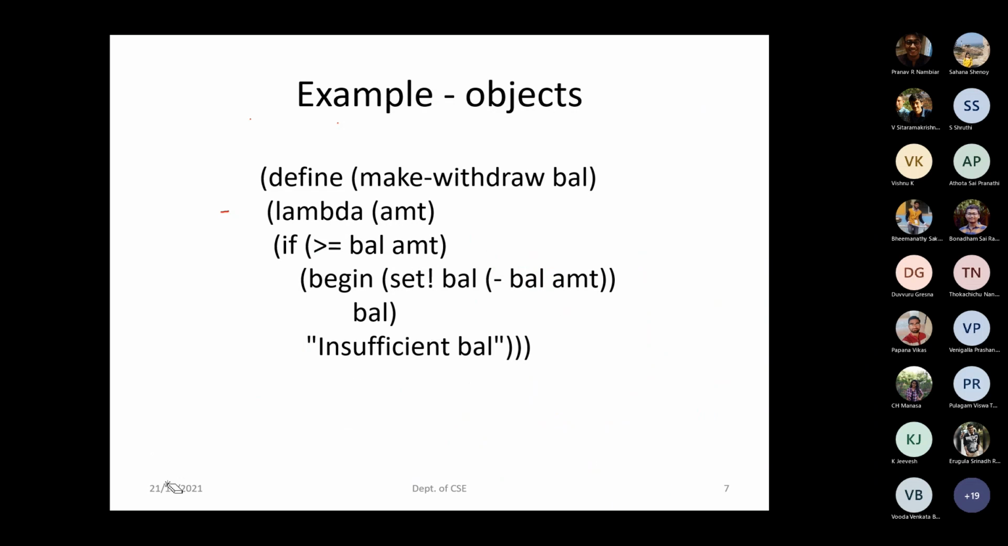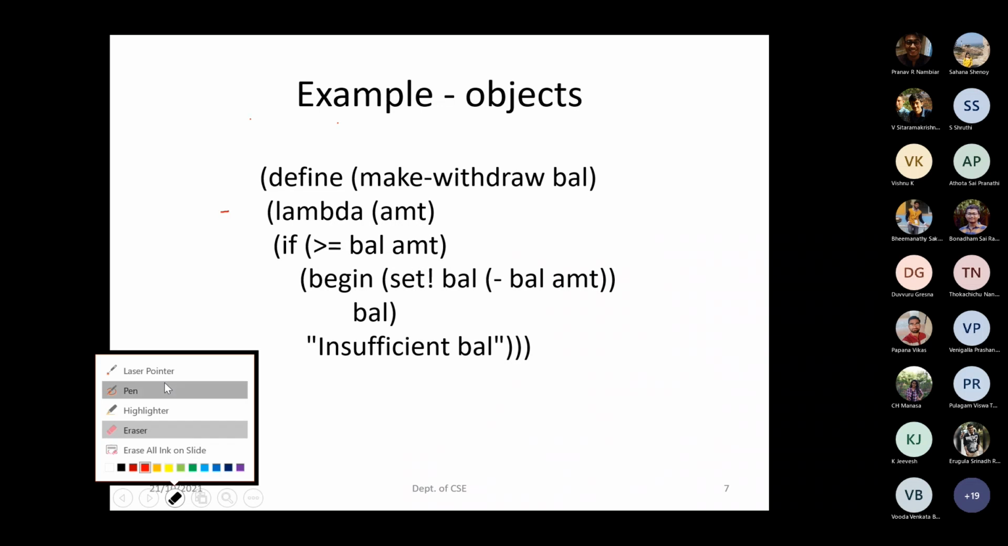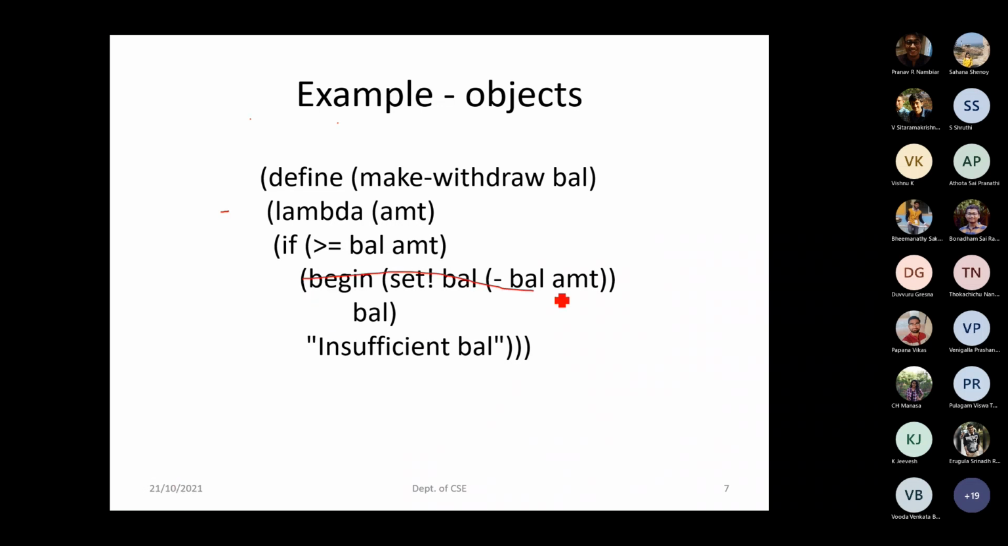See, usually till last class, how we were defining the procedure, we were not writing like this, right? We were just writing, if this condition is satisfied, you would have said it to be balance minus amount, right? But if you write something like this, will your balance be updated? No, right? It just returns whatever your balance value was for that particular instance.